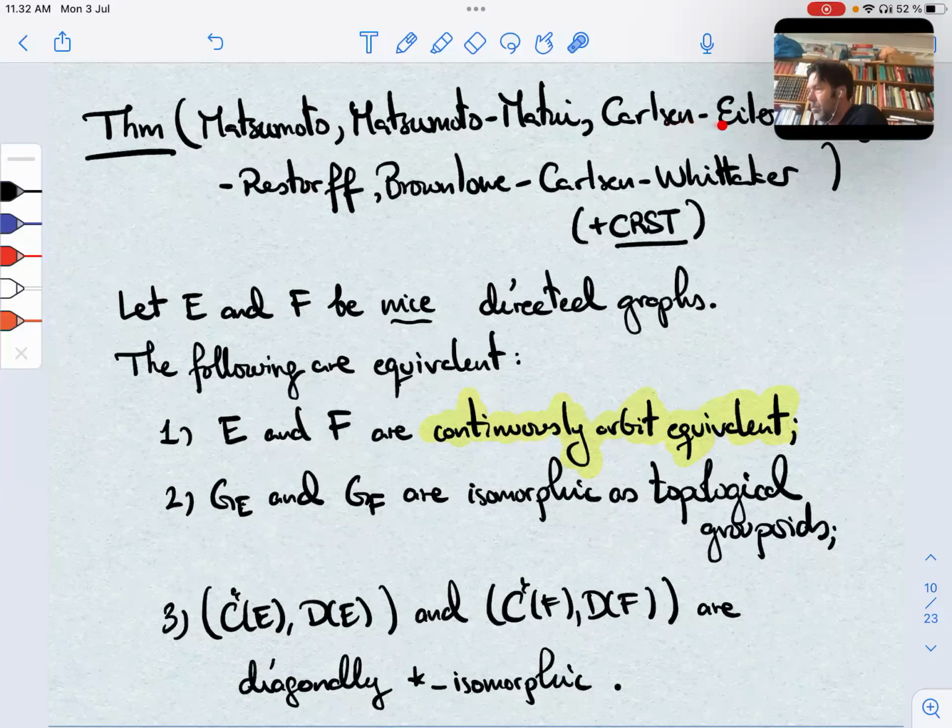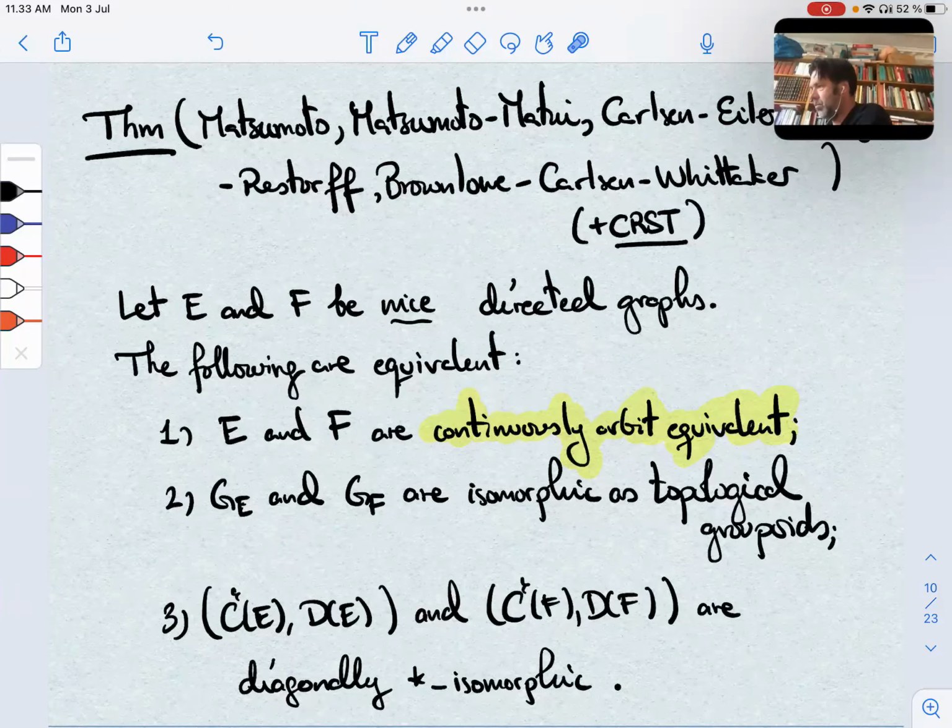So this next paper, by Carlsen, Eilers, Ortega and Restorff, extends the result of Matsumoto and Matsui from the simple case to the non-simple case. And then Brownlowe, Carlsen and Whittaker extend it to directed graphs. And that's why I put in this nice thing, because there are some conditions you need to impose for this to be formulated nicely. And then, anticipating what I want to say in the end, this paper by Carlsen, Ruiz, Sims and Tomforde takes exactly the same idea, exactly the same theorem, but extends it from graphs to very general dynamical systems coming from local homeomorphisms. So I'll touch upon that at the end again.